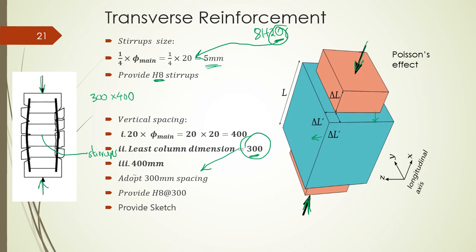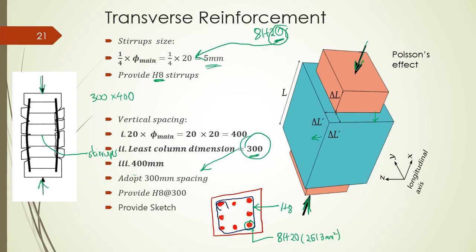This could also be the point where you sketch. So if you have a cross section, we went ahead with 8H20, so we had 1, 2, 3, 4, 5, 6, 7, 8. That was 8H20. Then we'll need our stirrups. You can use a different color. It's just a bar that ties up all the reinforcement, and this will have H8 at 300. So that will be our solution.